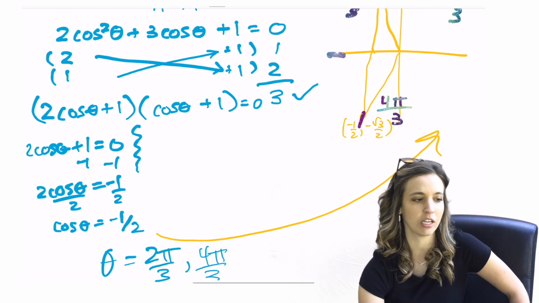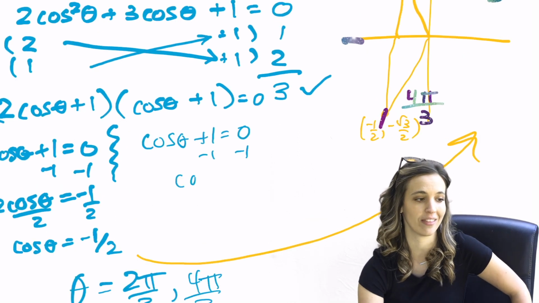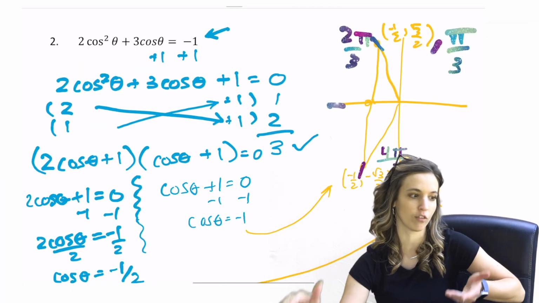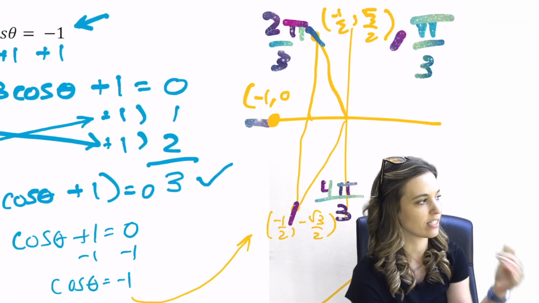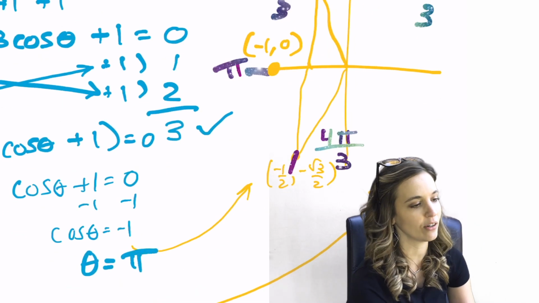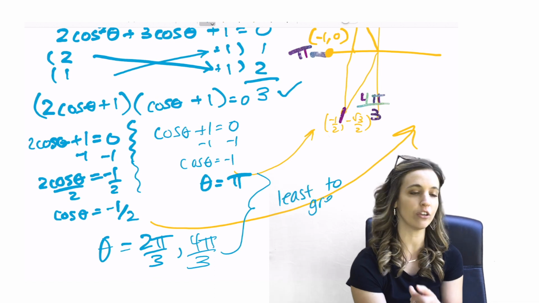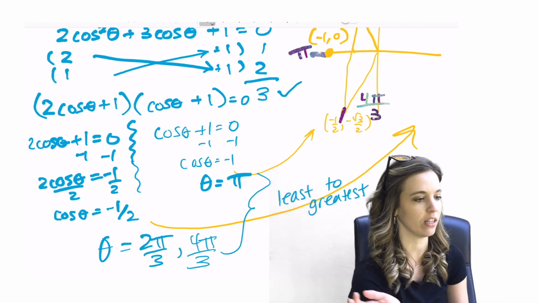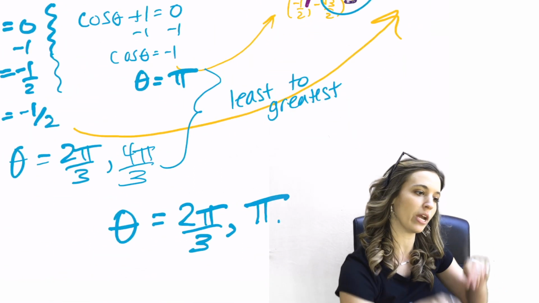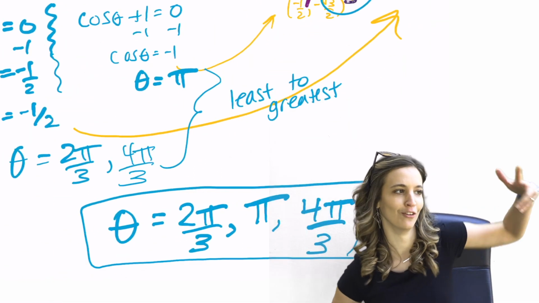Okay, cosine theta plus 1 equals 0. Subtract the 1, cosine theta equals negative 1. Hey, that's actually a possible answer too. Head back over to my unit circle. Cosine is the x-coordinate, that's a quadrantal angle. So negative 1 is right here, at pi, the point (negative 1, 0). Then I want to list my theta values in order from least to greatest. If I look at my circle, that would be 2 pi over 3 first, then pi, then 4 pi over 3. Boom, thetas.